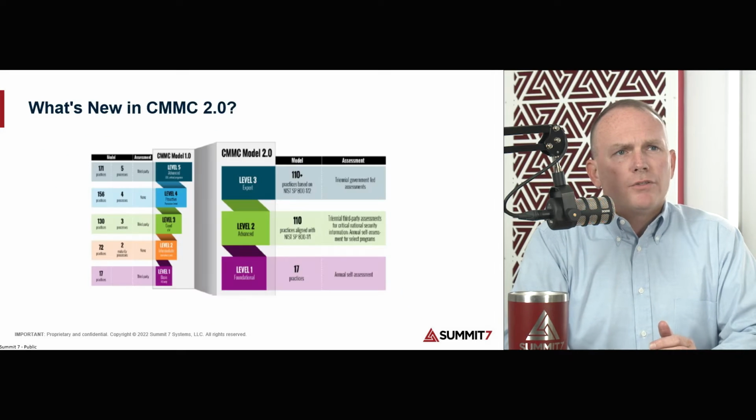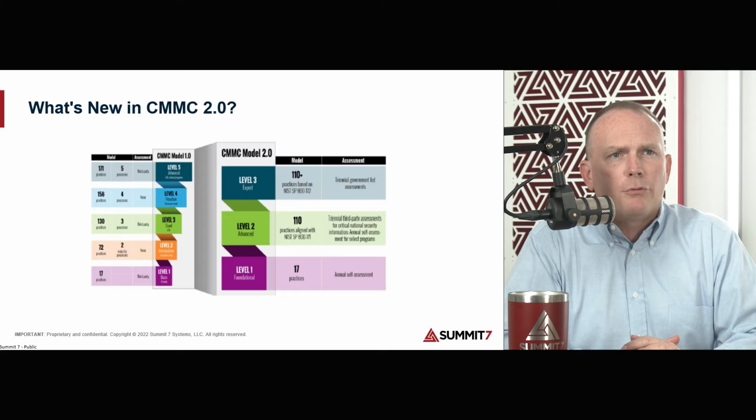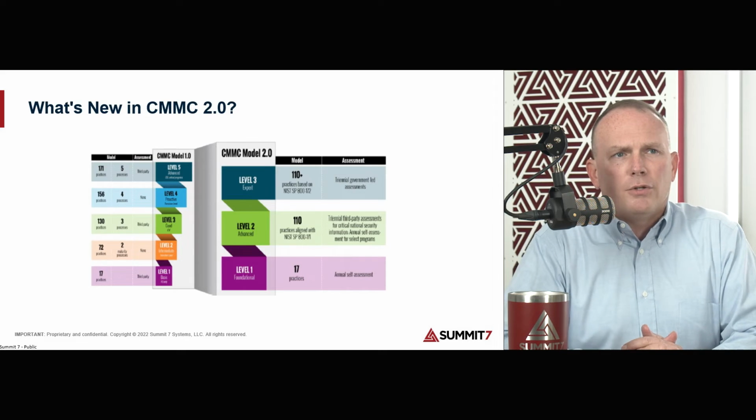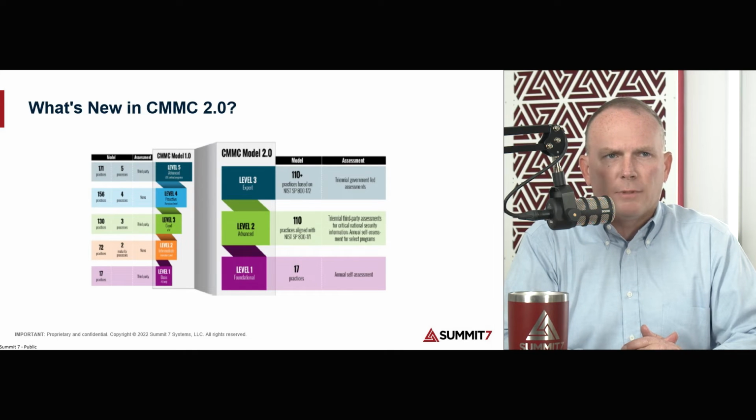All right. So this is just a quick reference of the changes from 1.0 to 2.0. You can see we went from 5 levels to 3 levels. Level 2 in Model 2 is equivalent to Level 3 in Model 1. You can see the number of practices dropped from 130 to 110 because they removed the Delta 20. Level 1 is effectively the same from CMMC 1.0 to CMMC 2.0. The only change in level 1 is that we now can do self-assessment at level 1 rather than a third-party assessment.